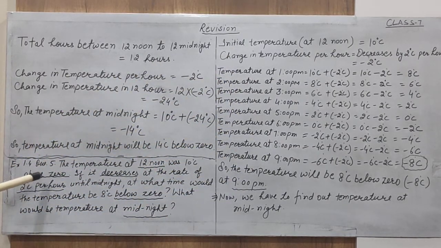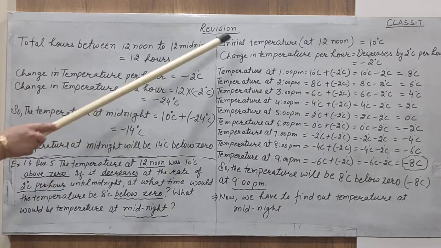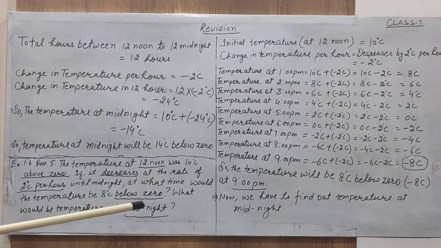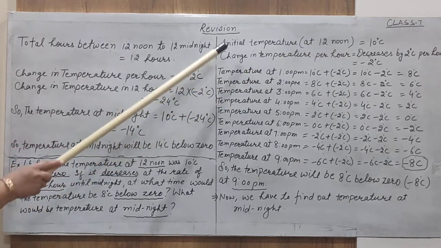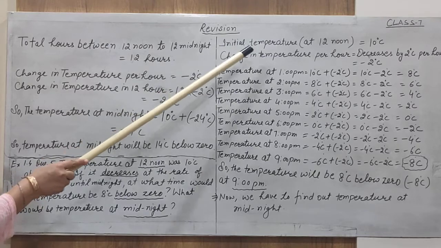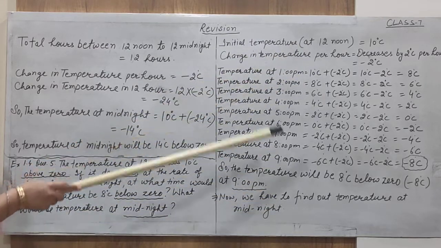So when you start the question, you must read the line step by step and write down the statements in the form of mathematical terms. The temperature at 12 noon. So write down the first initial temperature or the starting temperature or the start. You can write anything else, but you have to write step by step.